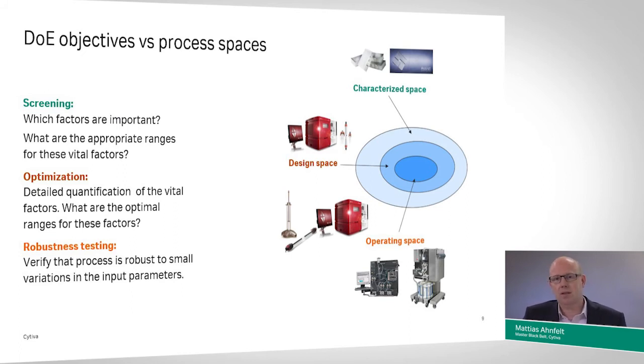So in this early scenario, we would turn to screening DoEs, typically, where the question we ask is which factors are important and what are the appropriate ranges for those factors. So in screening DoE, we don't necessarily aim for a detailed predictive model, but more want information on whether we should go left, right, or carry on straight ahead with our process development work.